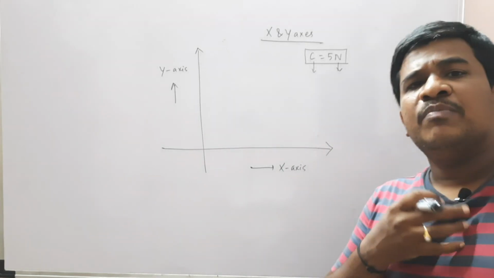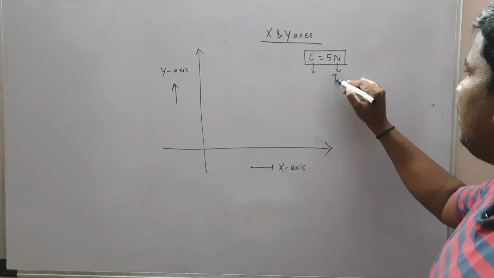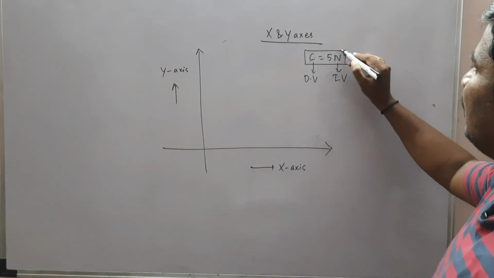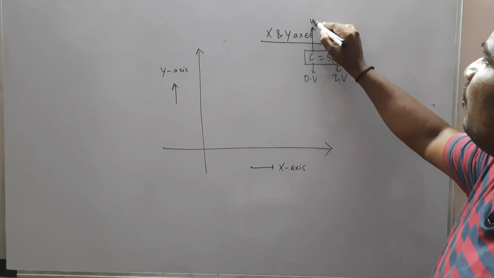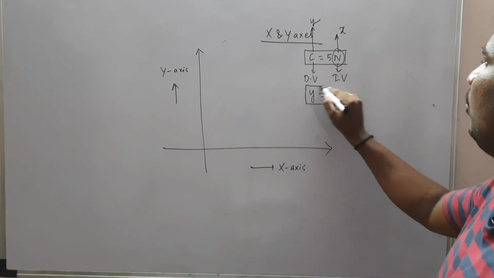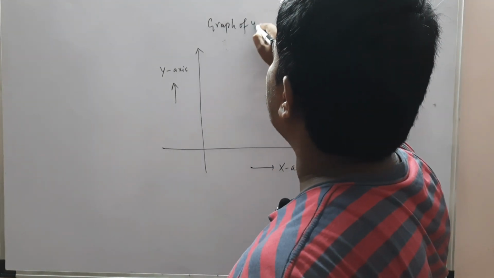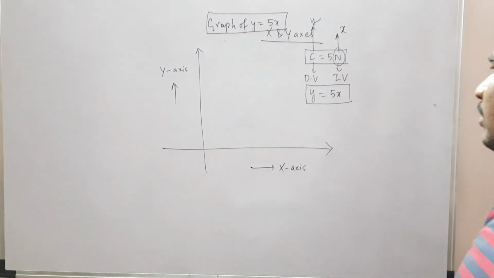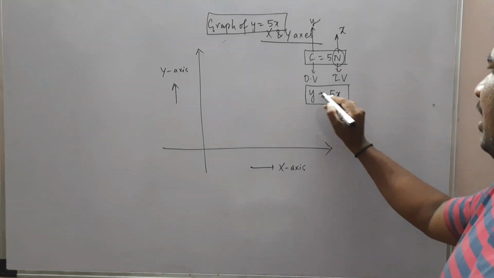So independent variables should be taken on the x-axis. Here this is the independent variable, this is the dependent variable. So independent variables represent x values, dependent variables represent y values. Then my equation turns into y equals 5x. Now I am going to draw the graph of y equals 5x. So x is independent, y is dependent.